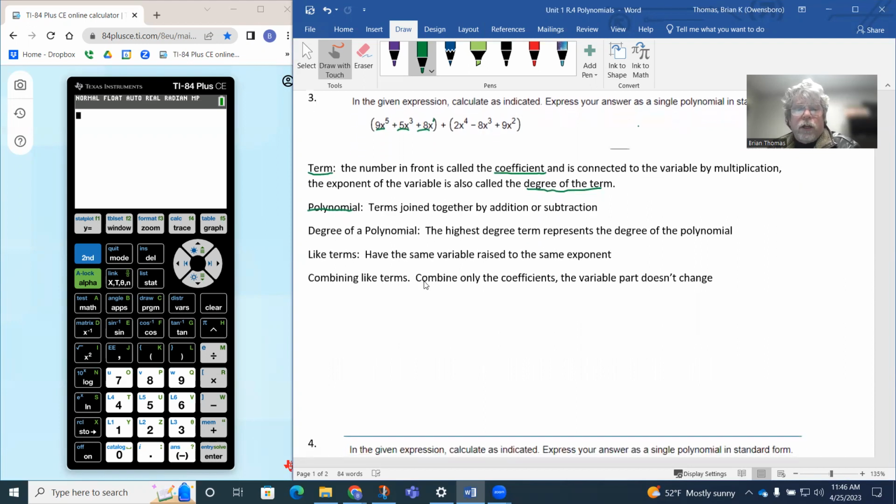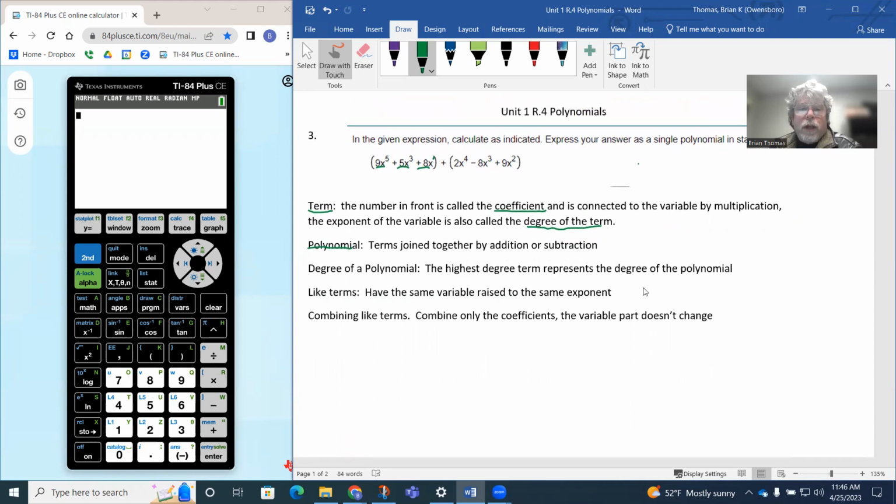So then we have what's called like terms. Like terms have the same variable raised to the same exponent. And then we have combining like terms. Remember, when we combine like terms, we only combine the coefficients. The variable part does not change. So when we add these two polynomials together, these parentheses are just telling me that I have these two polynomials. Since we're combining them, we're going to drop the parentheses and combine them together.